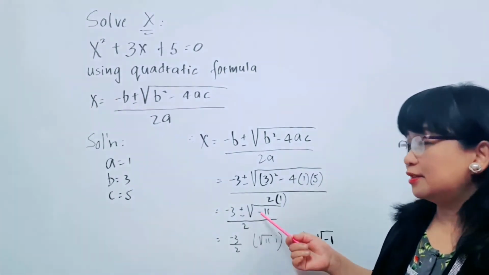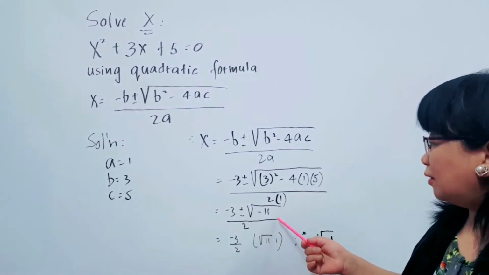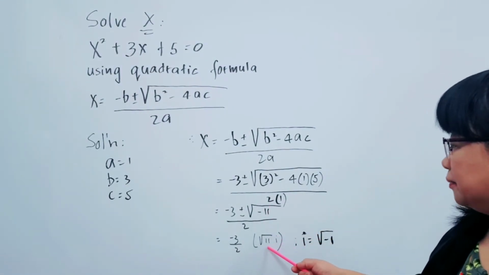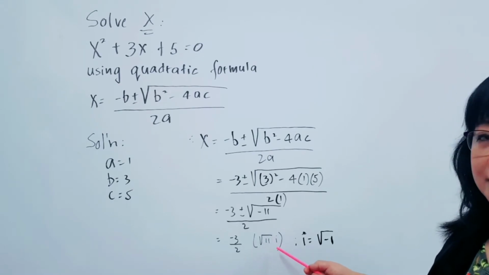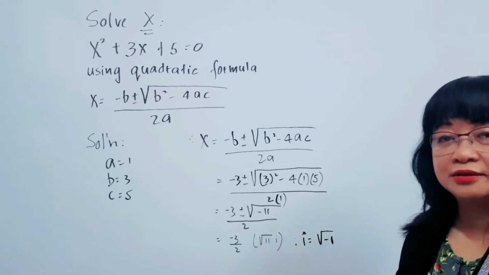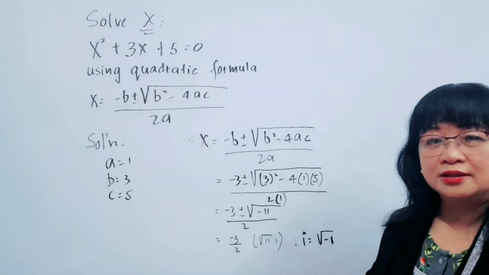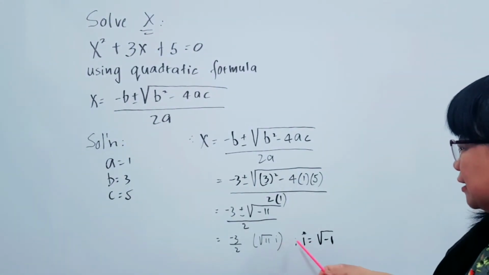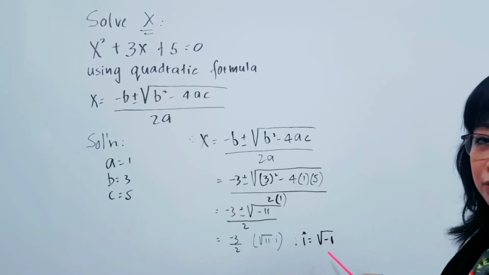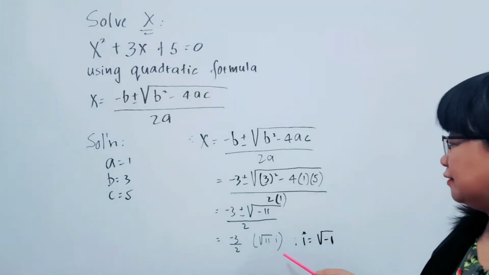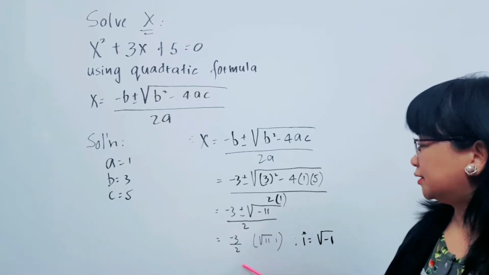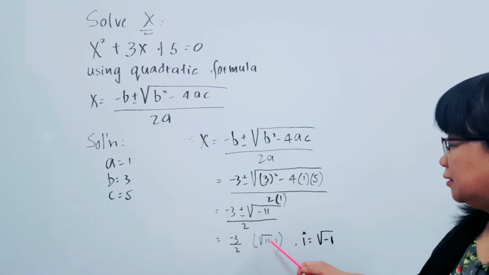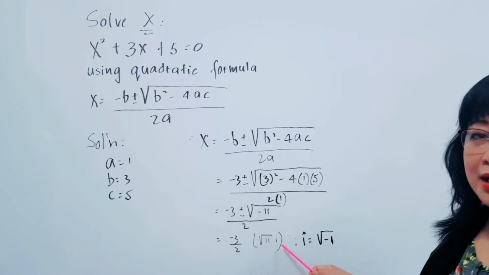It is written math error. Because why? Because the square root of minus 11 will be like this, square root of 11i, which is an imaginary number, because i is equal to square root of minus 1. Therefore, we will leave the answer to be like this: minus 3 over 2 plus or minus square root of 11i over 2.